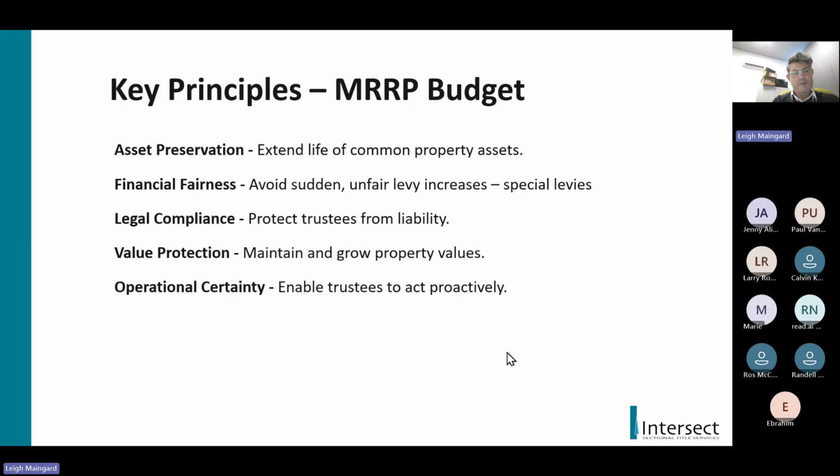And then from an operational perspective, operational certainty, and it enables trustees to act proactively. And I think this is also, again, a very important thing to remember, the proactive nature of the 10-year maintenance plan. Maintenance in general is mostly retroactive. Although, obviously efforts are always made to try and be proactive. But I think this is a very important part of this plan, proactively being aware and planning for future maintenance.